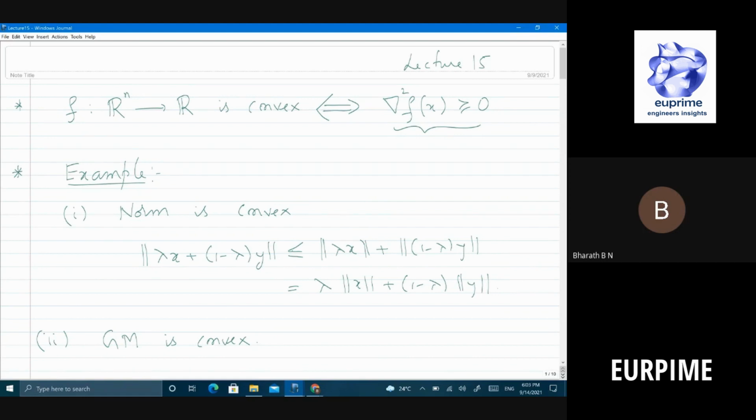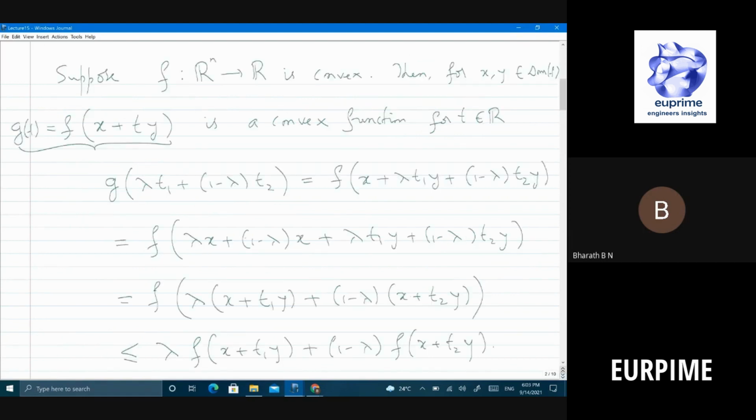We saw a few examples. Norm is convex, and then we looked at other examples also. Then we looked at another way of checking whether a function is convex or not. The first way is what? First principle, right? Go by definition. What is the second way? Second derivative, Hessian, prove that it's positive semi-definite. What is the third way?